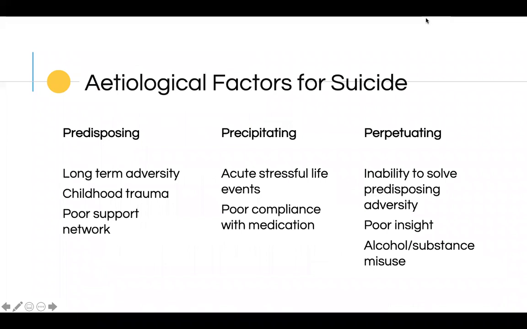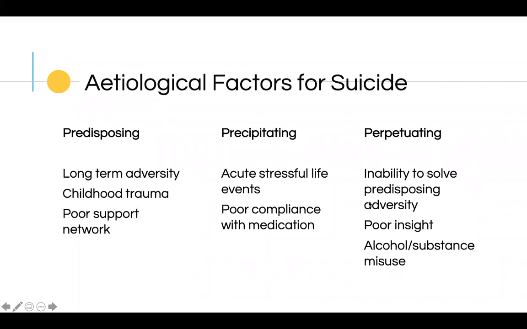Some factors for suicide, basically. Predisposing factors for suicide. If patients have come from long-term adversity or any childhood trauma, that gives them a predisposing factor and puts them at higher risk of suicide. Poor support network as well. So if someone comes in and out of care, for example, that would put them at a higher risk of self-harm and suicide.